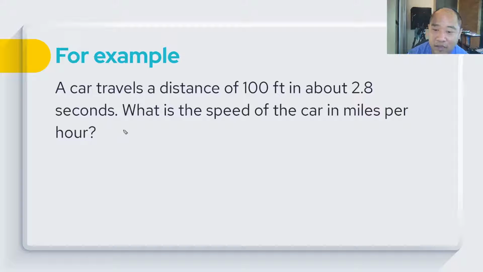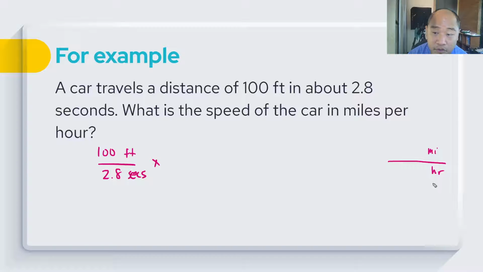Welcome back. A car travels a distance of 100 feet in about 2.8 seconds. What is the speed of the car in miles per hour? So we would like to get to the point we have miles and hours, right?